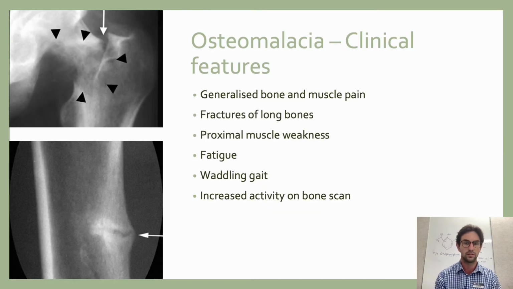So osteomalacia, this is post-physeal closure. This can result in generalized bone and muscle pain, fractures of long bones, proximal muscle weakness, fatigue, a waddling type gait, and increased reuptake in bone activity on a bone scan.